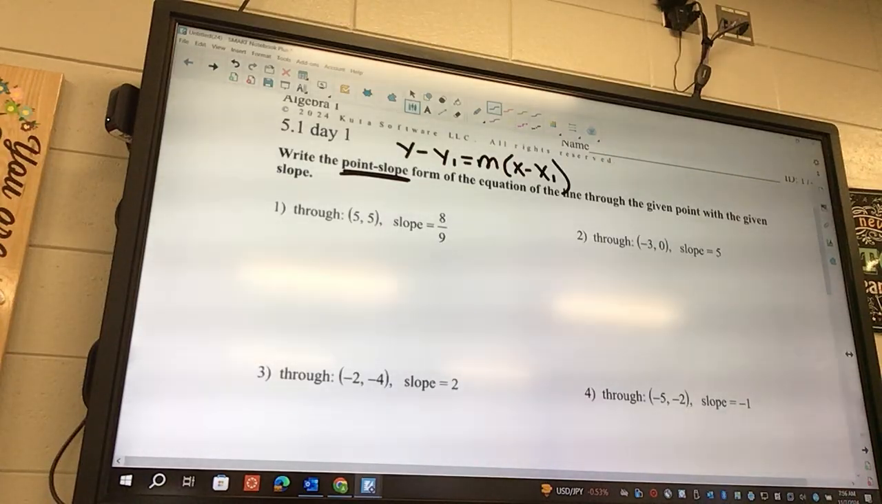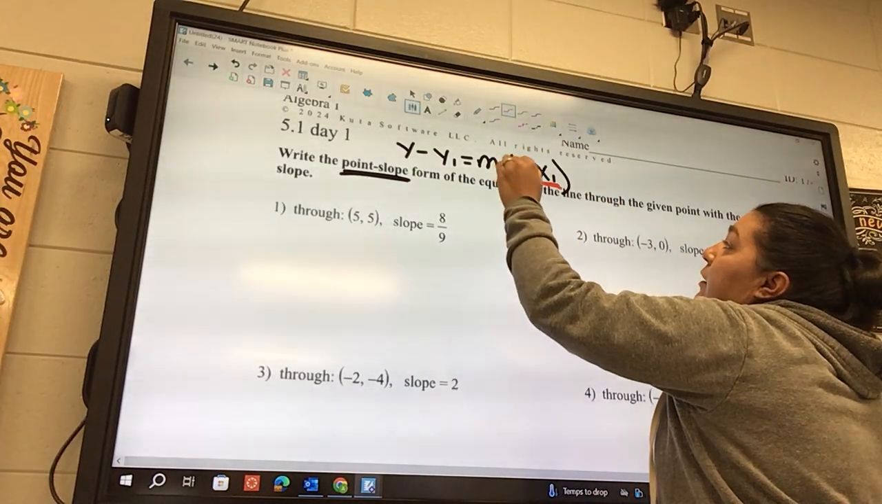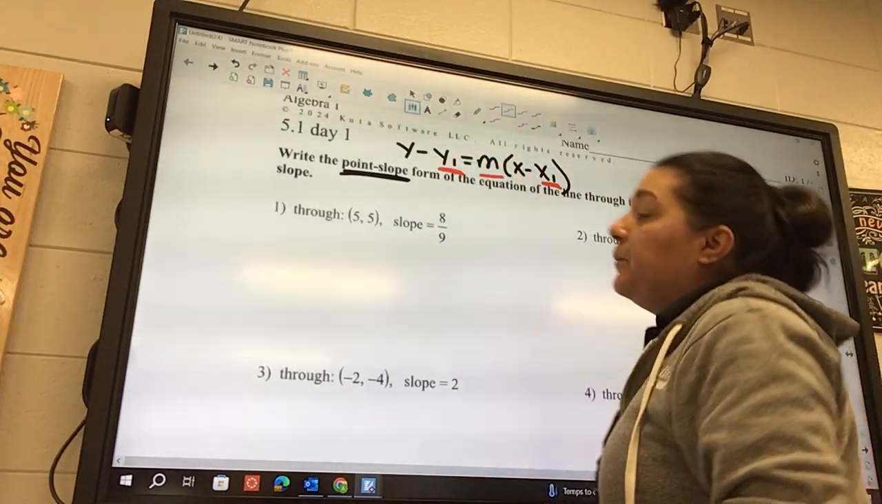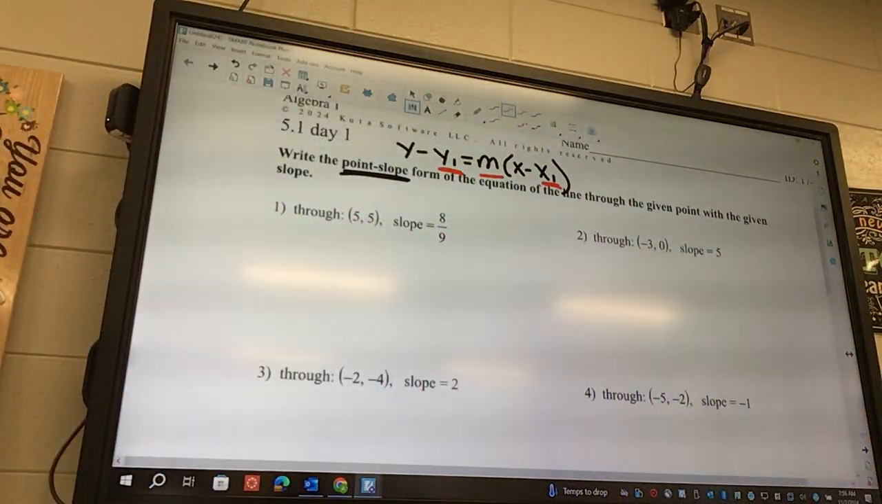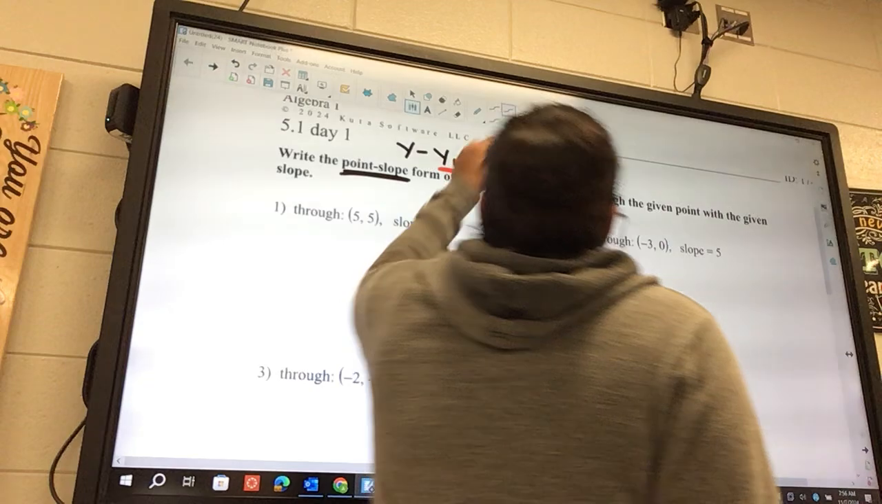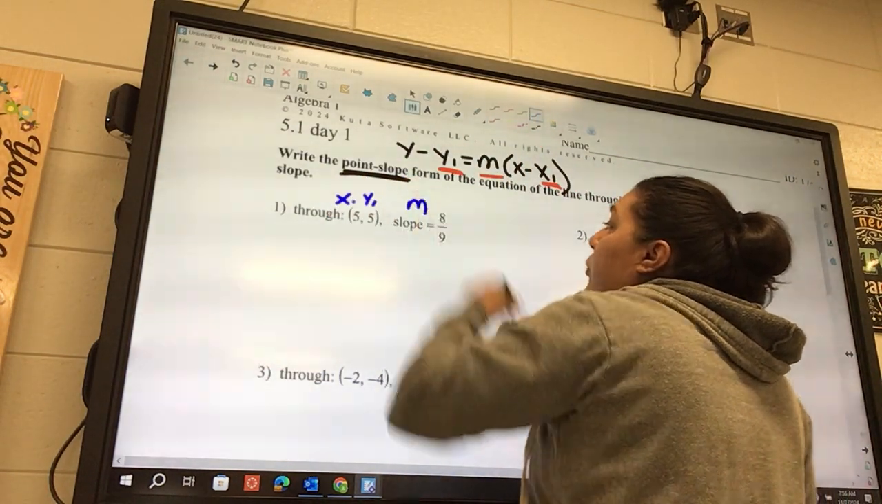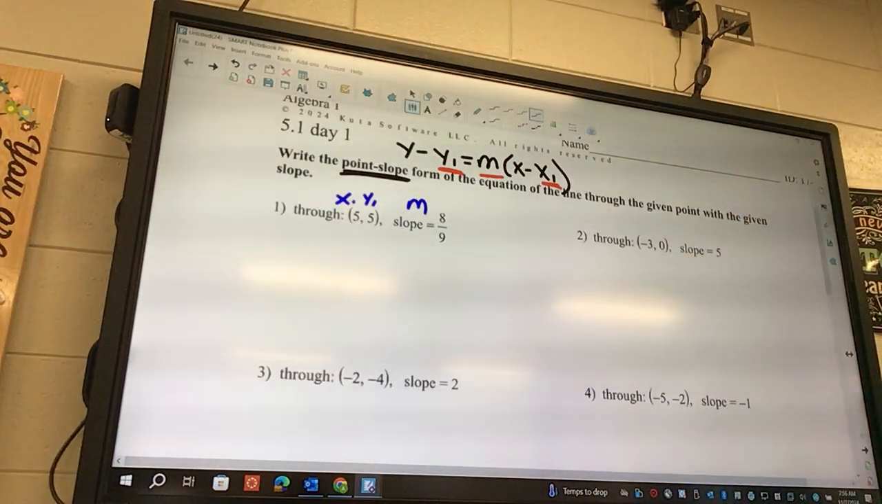The only parts that you're ever going to plug in with the point slope formula are this x1, this m, and this y1. Everything else is just a part of the formula. So we can go ahead and label these as x1, y1, and a slope, for which we use the letter m.